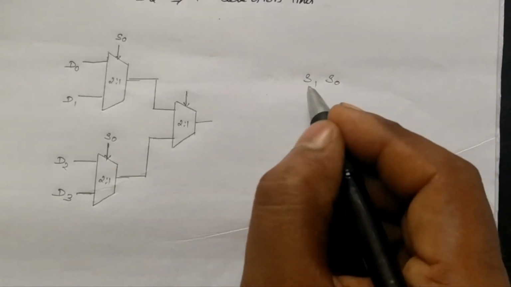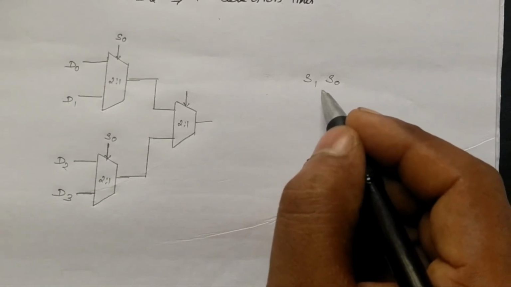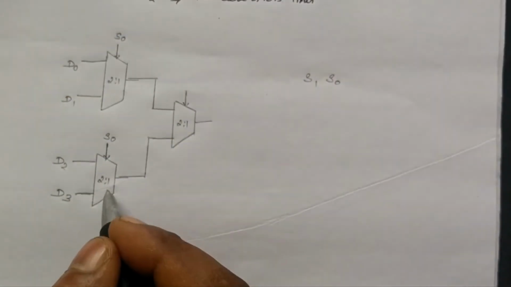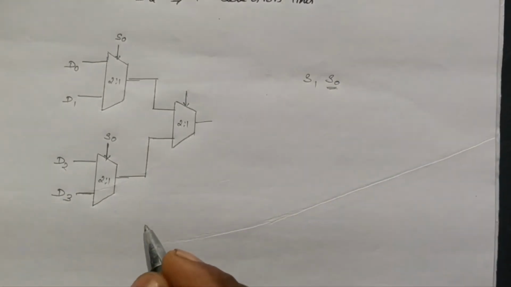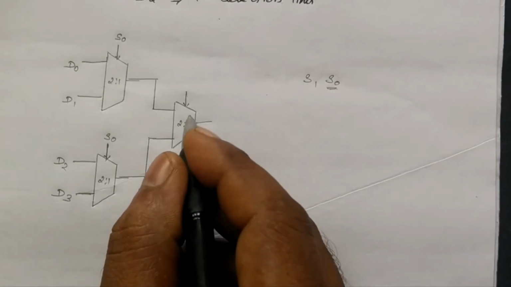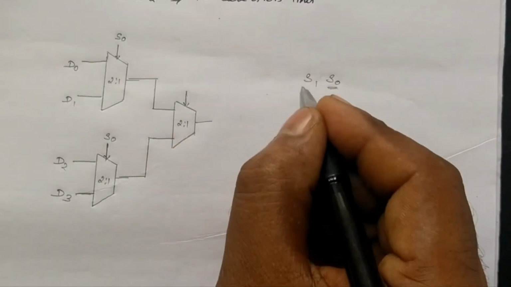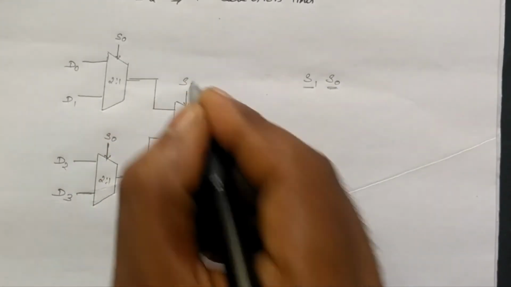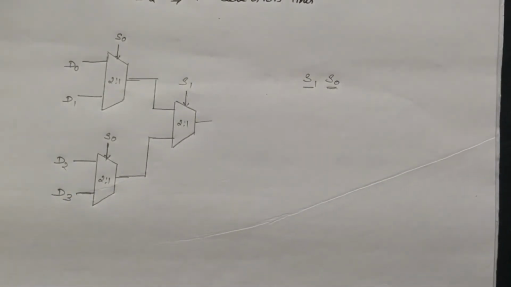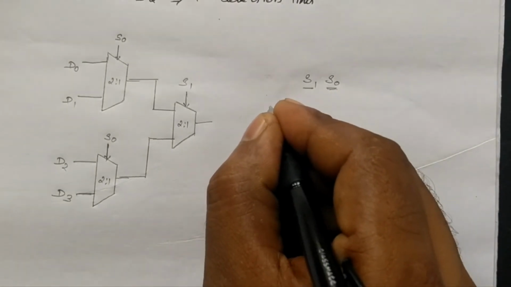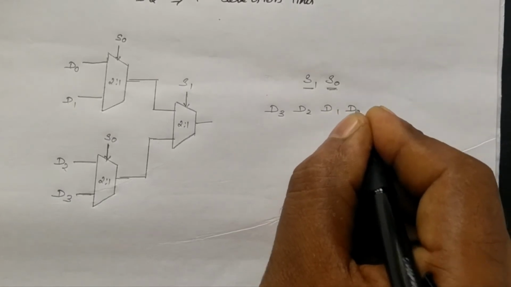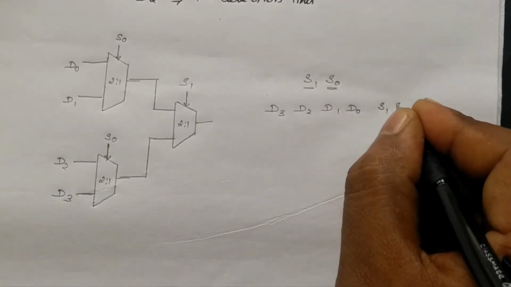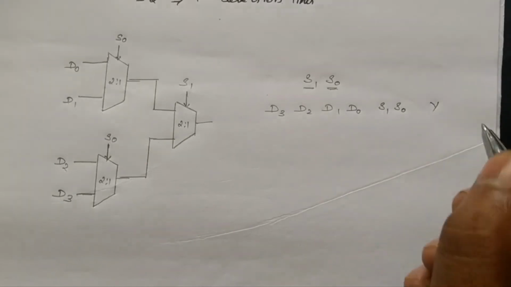So here in this case it's a 2:1. In the first level we need to have one selection line, therefore first we are going for S0. In the second level, we are having one selection line, we can go for S1. Now we can go for checking a condition. Consider the truth table: D3, D2, D1, D0 and selection lines S1, S0 and the output Y.